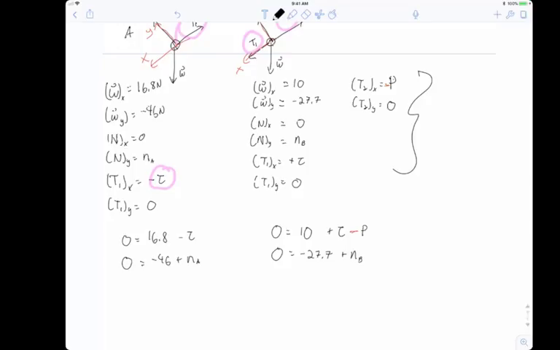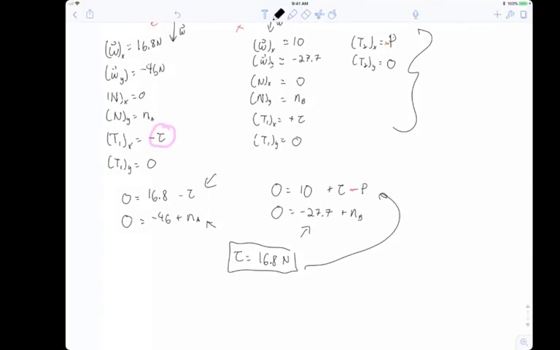Alright, so now we just solve these equations together. These two tell me the normal forces. This one tells me that tau has 16.8. That tells me the tension in the second rope. And then the tension in the first rope, in the top rope, has to be 26.8 newtons. See? Okay. Any questions? Which one was that? That was 65. Alright, one more to go.